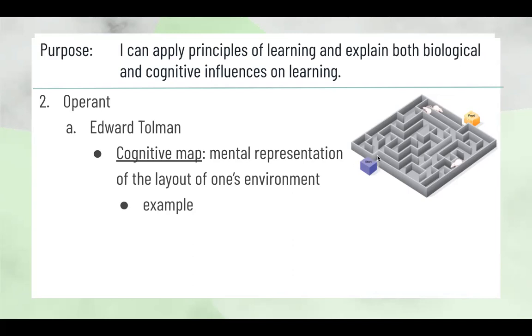And what happened is that the more times they went through this, the faster they got. Obviously, they were getting the reinforcement, but that has to be a cognitive process that they were able to memorize how to get through this faster because of a cognitive process. So that's what we're looking at with the cognitive map.